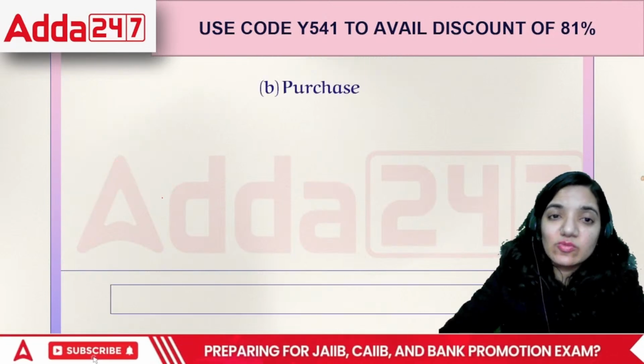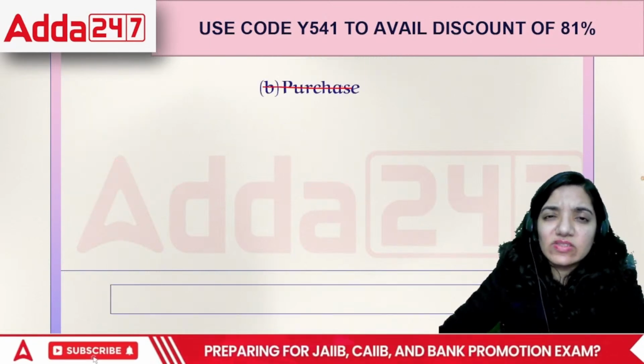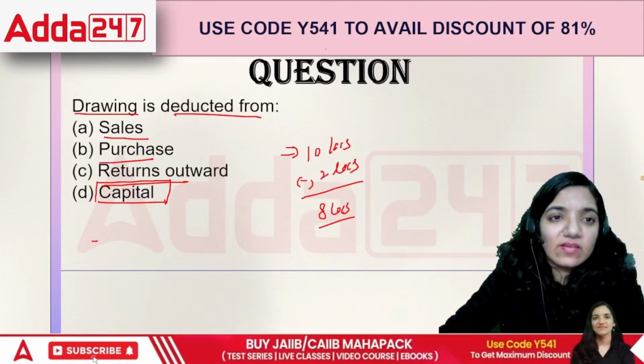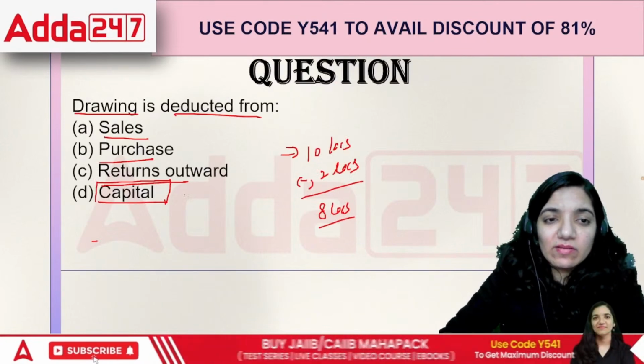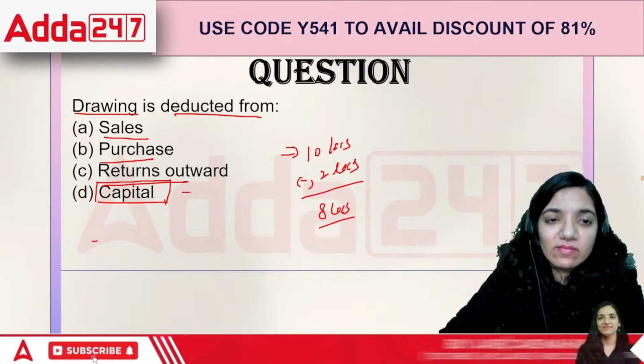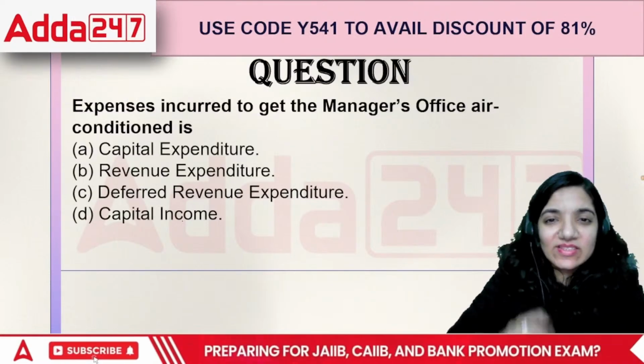So in this case, the answer is drawings is deducted from capital. The earlier option is the wrong answer. It is capital. Just a mistake there. Now comes the next question.